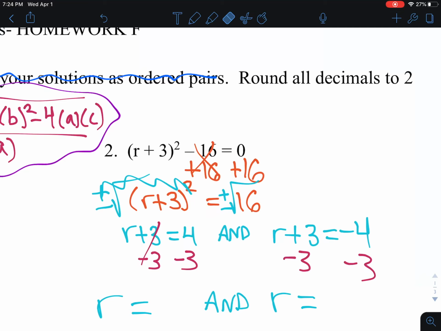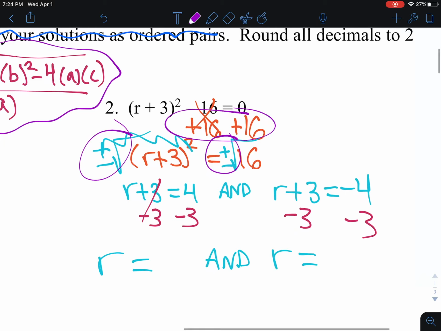Anyways, you add 16 on both sides. That's your first step. So again, you add 16. Then you take the square root of both sides. And then the square root of 16 is 4, or -4 because you got the plus or minus in front. You subtract 3 on both sides. Then 4 minus 3 is going to be 1. And then -4 minus 3, be careful, will be -7.